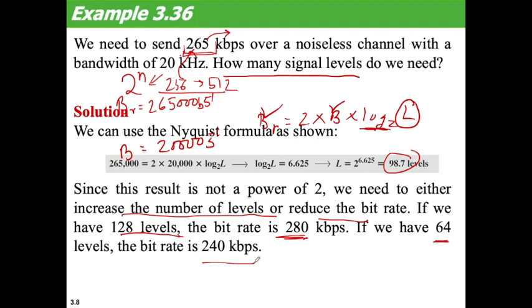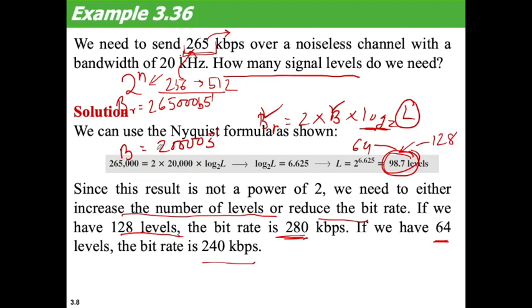So that means in this type of example, what you have to do is when you have decimal value 98.7, that means it's not divisible by 2. So we have to make it divisible by 2. And what's the closest value which is divisible by 2 for 98? If we go down, it's 64. If we go up, it's 128, right?